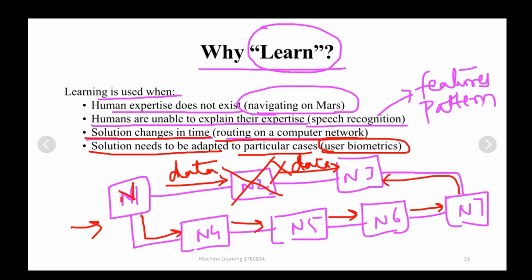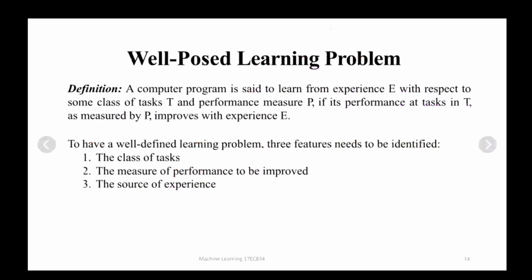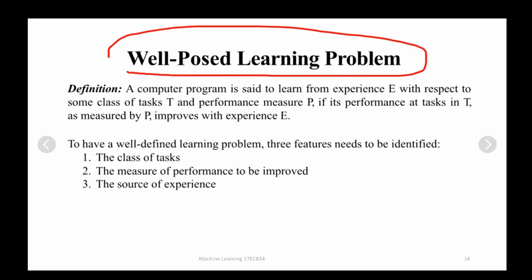So this is where we require learning, right? Before identifying where exactly we require machine learning, we need to find a problem area, a well posed learning problem. The definition says a computer program is said to learn from experience E with respect to some class of task T and performance measure P, if its performance at the task, as measured by P, improves over a period of time with experience E.